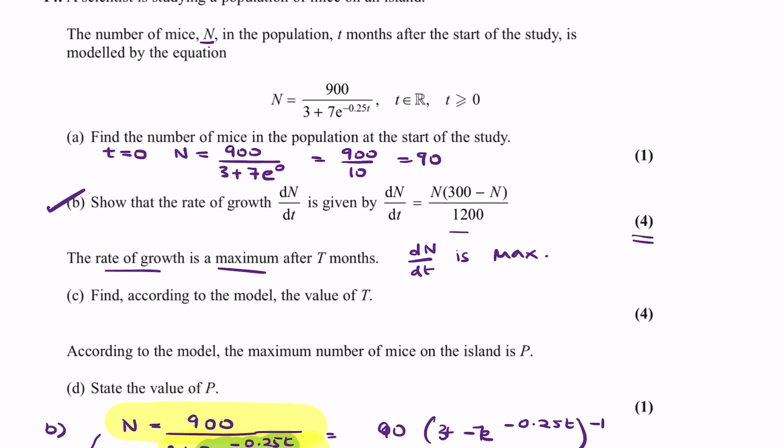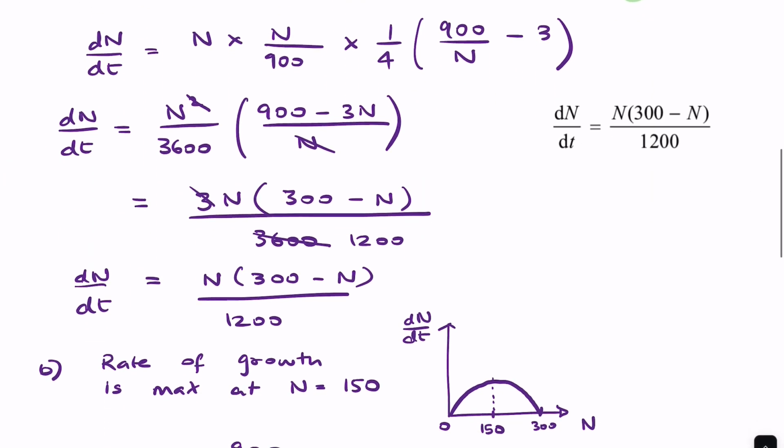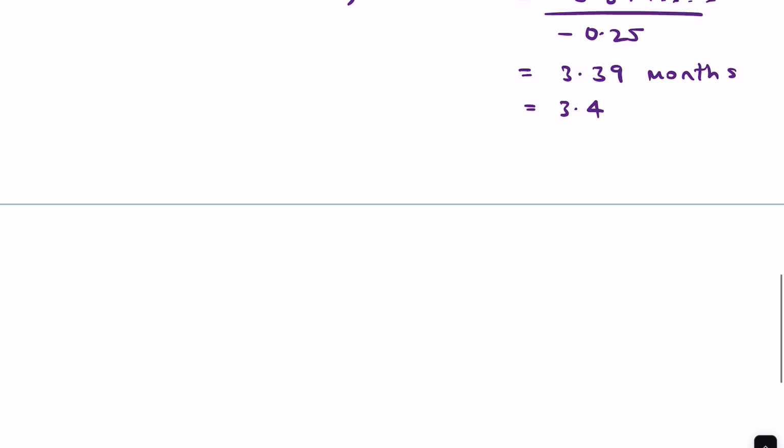For the last part now, we are given that according to the model, the maximum number of mice on the island is P, and we need to state the value of P. Well, that's easy peasy, because maximum is when t tends to infinity. So when t is a very large value, let's put that down over here.